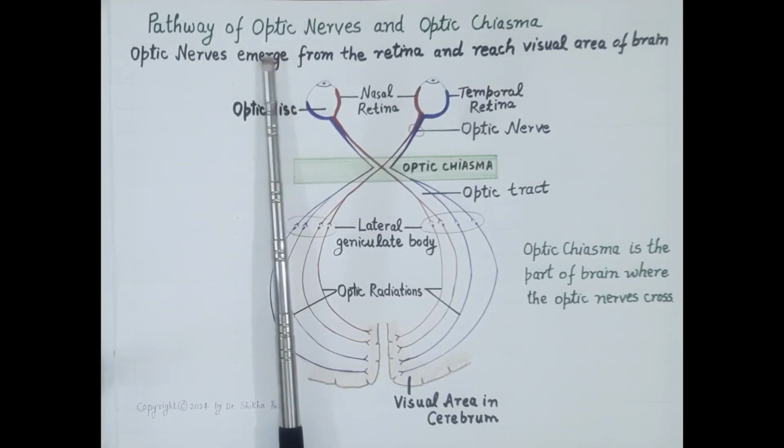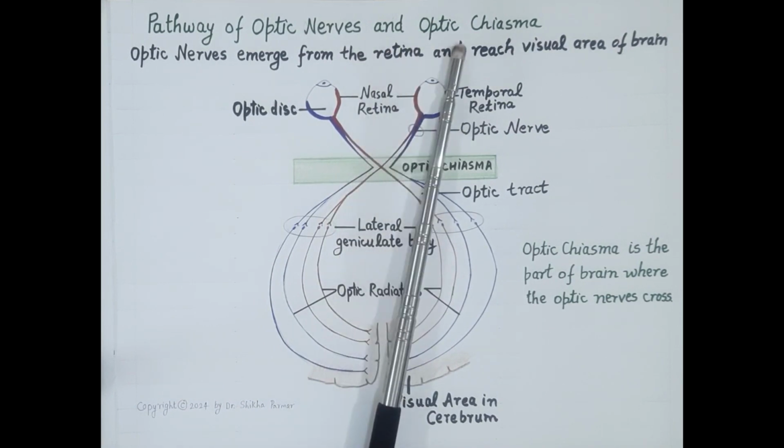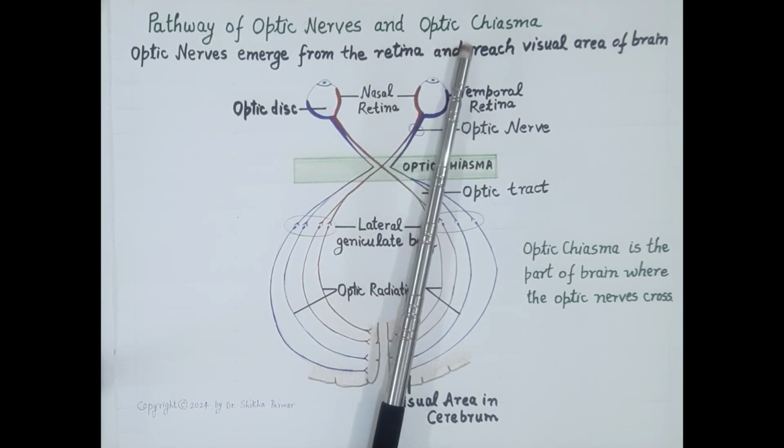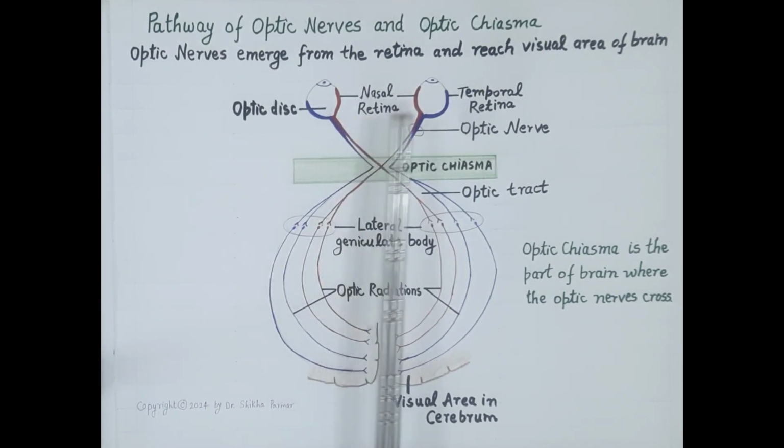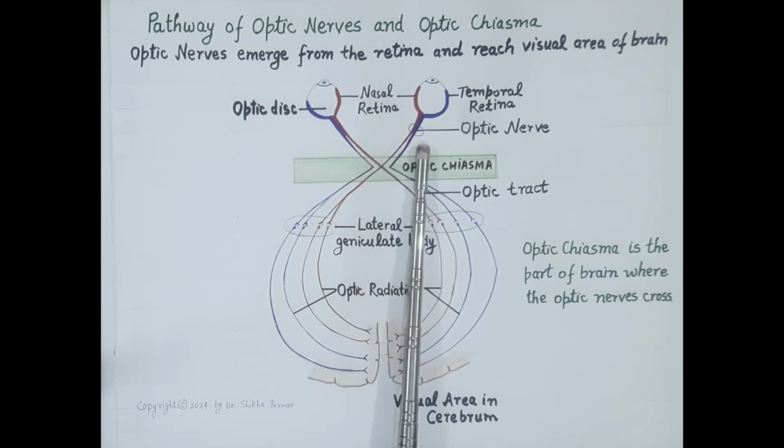Hello students, in today's video we are going to study the pathway of optic nerves and we will also understand the concept of optic chiasma. So look at this figure. This figure describes the optic pathway. These are the two eyes and these are the two optic nerves.